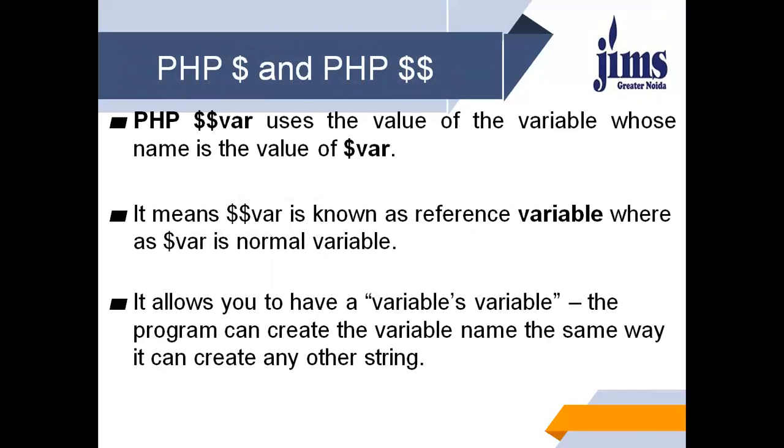Like we have PHP $ and PHP double $$. So PHP $$var uses the value of the variable whose name is the value of $var. It means $$var is also known as a reference variable, whereas $var is a normal variable. So it allows you to have a variable's variable. The program can create the variable name the same way it can create any other string.